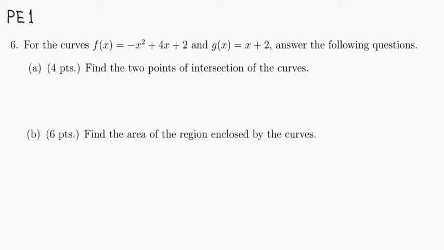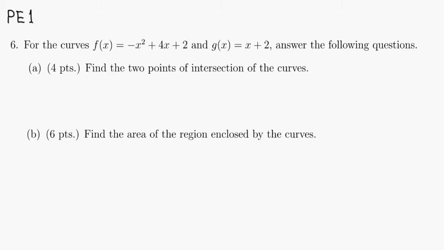Alright, let's look at practice exam 1, problem number 6. For the curves, f of x is a quadratic function, so you're going to see a parabola. The negative leading coefficient means that it's a parabola facing down. And g of x is just a linear function, so it's going to be a line.